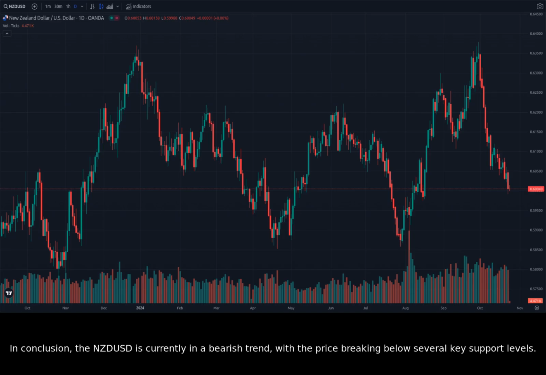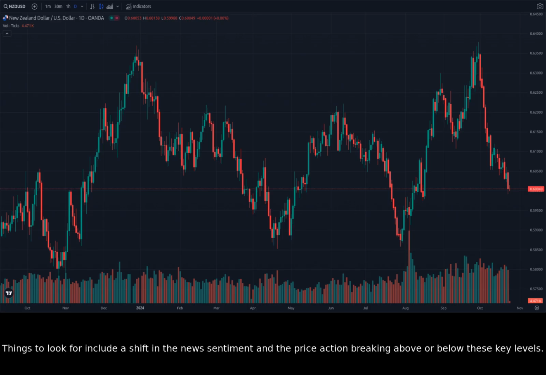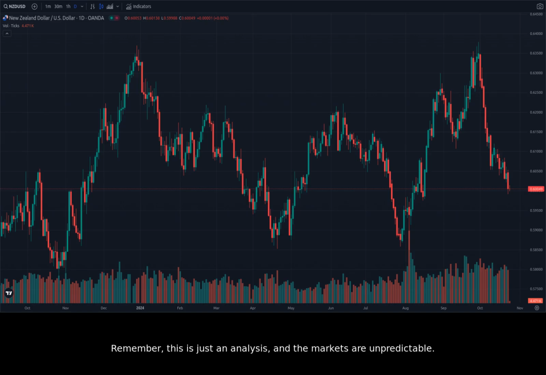In conclusion, the NZDUSD is currently in a bearish trend, with the price breaking below several key support levels. However, short-term consolidation and range-bound activity suggest a potential bounce. Key price levels to watch are the resistance level at 0.6060 on the 15-minute chart and the support level at 0.6050 on the daily chart. Things to look for include a shift in the news sentiment and the price action breaking above or below these key levels. Remember, this is just an analysis and the markets are unpredictable.